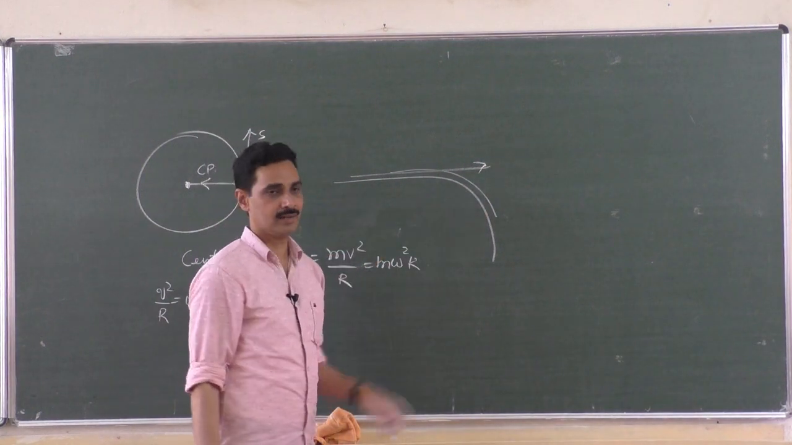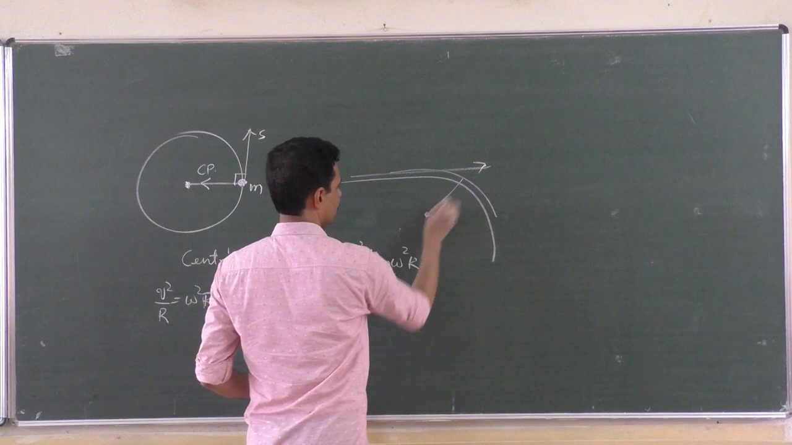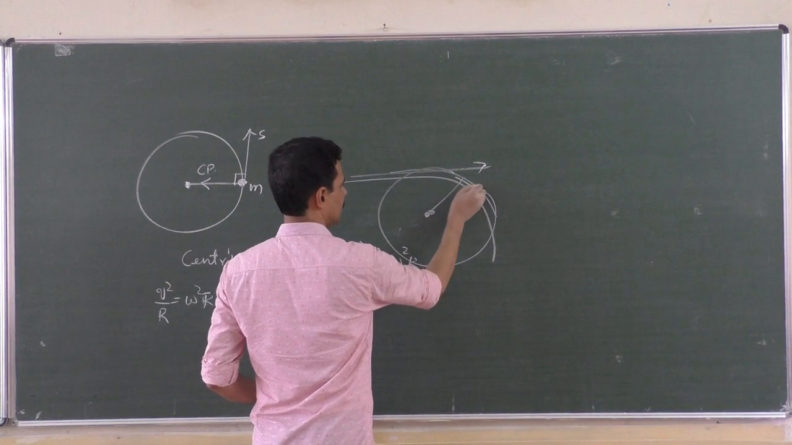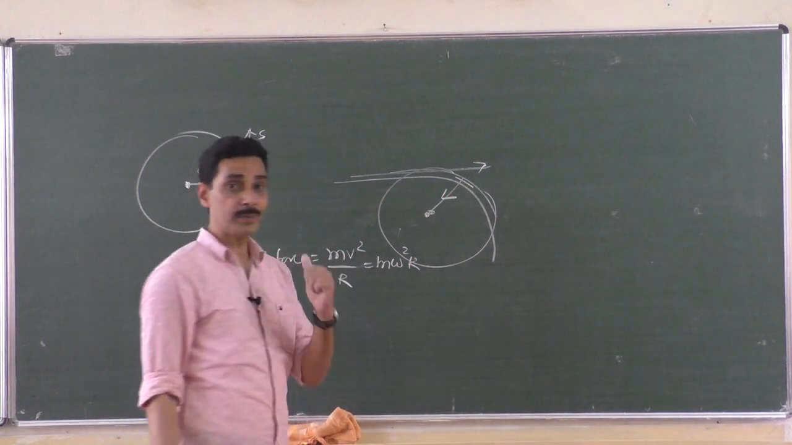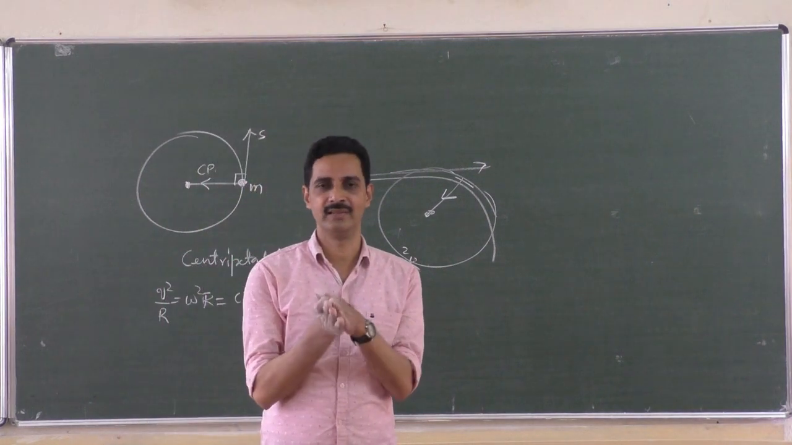But if you want to take a turn, when you are taking the turn about a circular path like this, you need a centripetal force. Who will provide you the centripetal force? Friction.